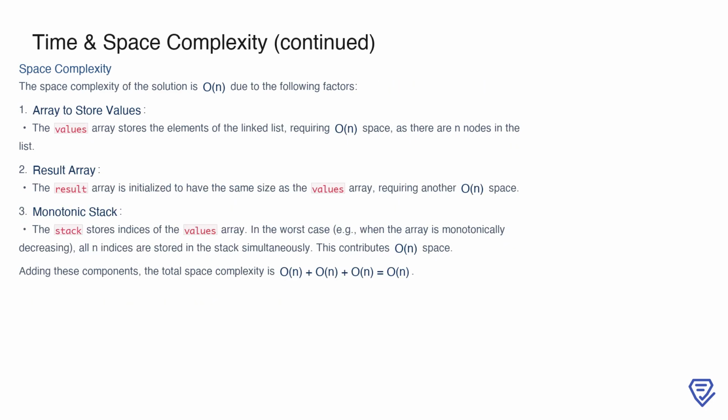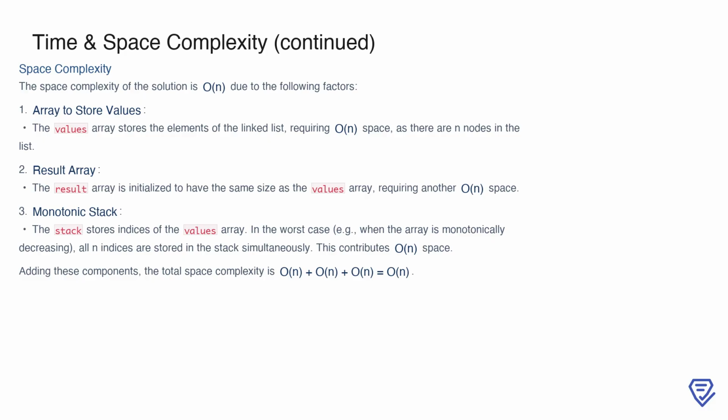Now let's analyze the space complexity, which is also O(n). This comes from three main components. First, there's the array we use to store the values of the linked list. This array requires O(n) space because there are n nodes in the list. Second, we initialize a result array to store the next greater values, and this result array is the same size as the values array, contributing another O(n) space.